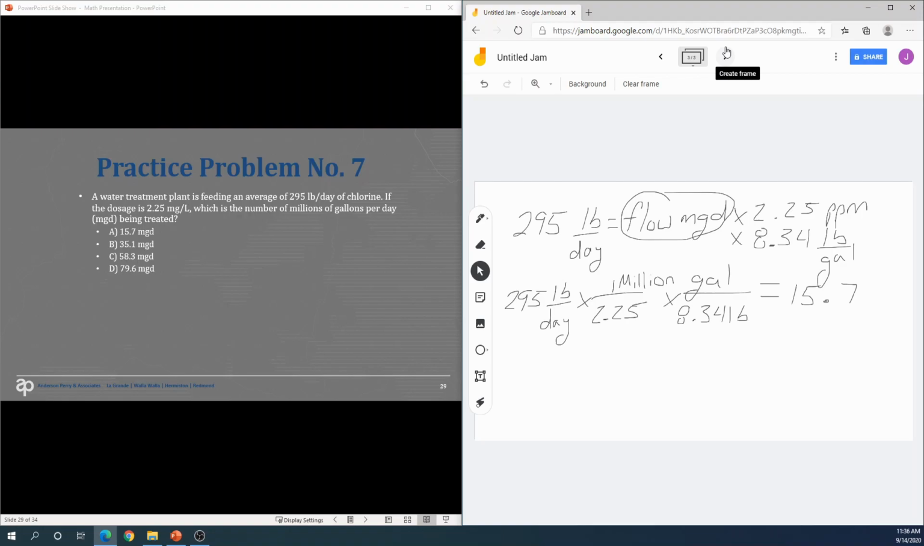Now let's check our units. We have pounds per day times million times gallons per pound. So our pounds are going to cancel. I'm left with million gallons per day. So MGD. Now that equals what we're looking for in million gallons per day, and also equates to A, 15.7 million gallons per day.